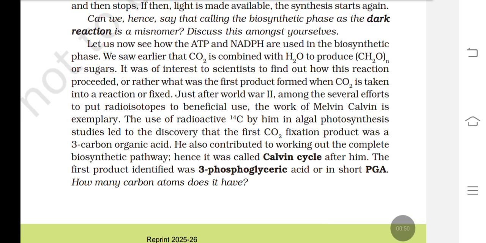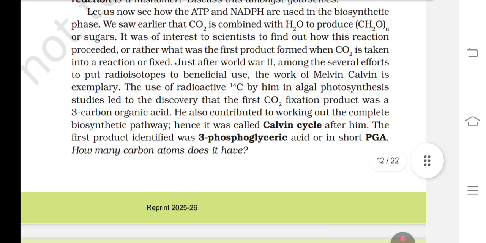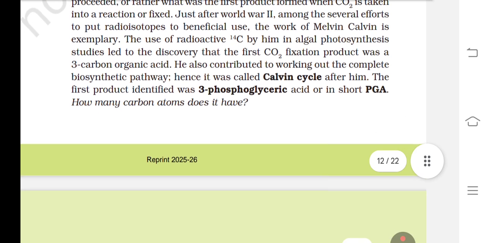Let us now see how ATP and NADPH are used in the biosynthetic phase. We saw earlier that carbon dioxide is combined with H2O to produce (CH2O) or sugar. It was of interest to scientists to find out how this reaction proceeds, or rather what was the first product formed when carbon dioxide is taken into a reaction, or fixed.